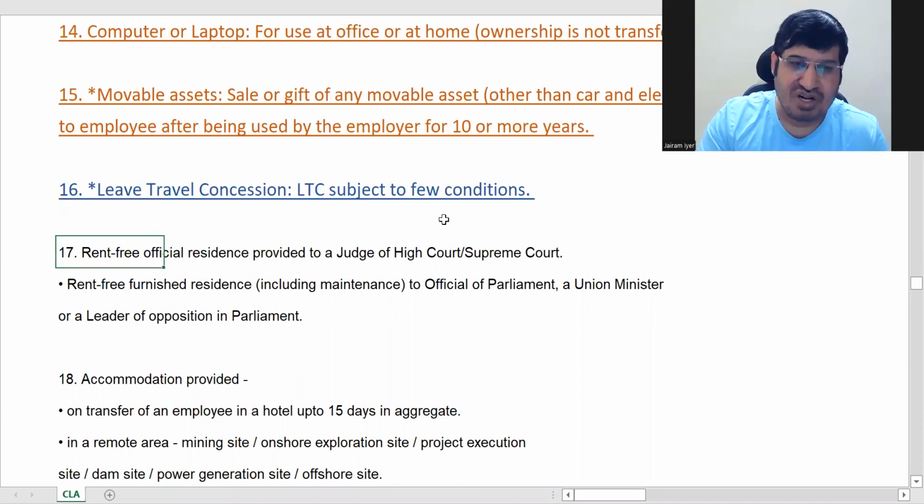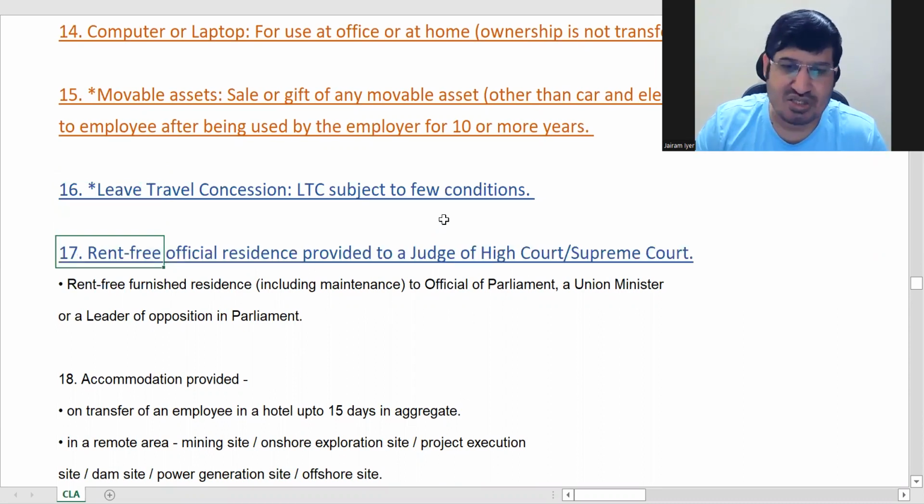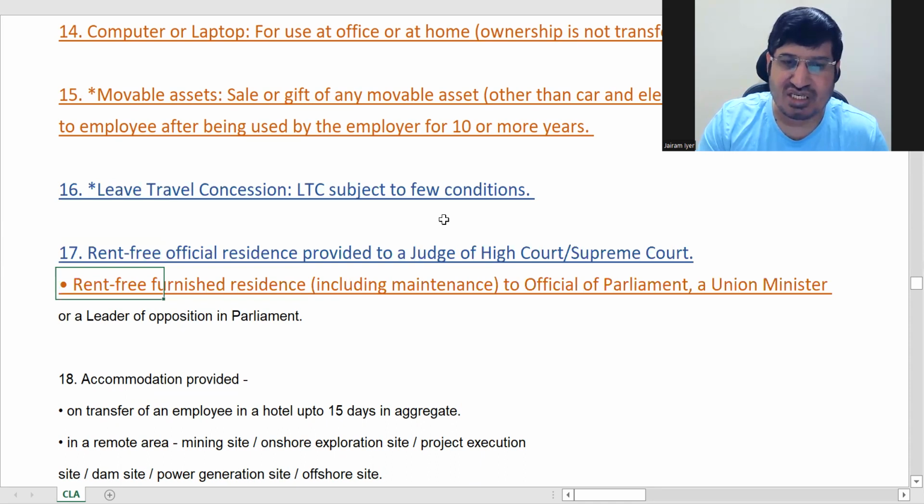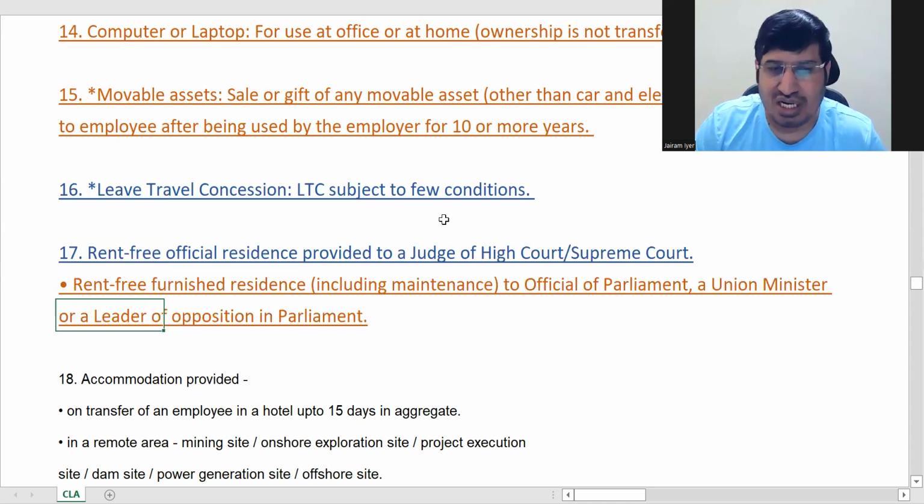Next is rent free official residence provided to judge of high court, supreme court. Okay, and then rent free furnished residence including maintenance to official of parliament, union minister or leader of opposition in parliament. Okay, so union minister is central minister.